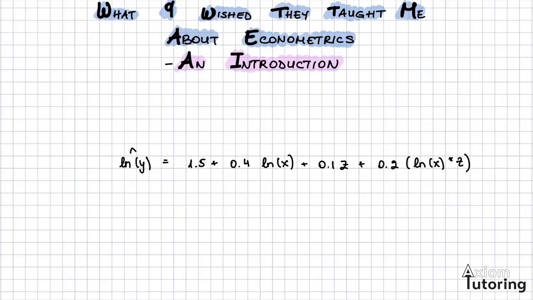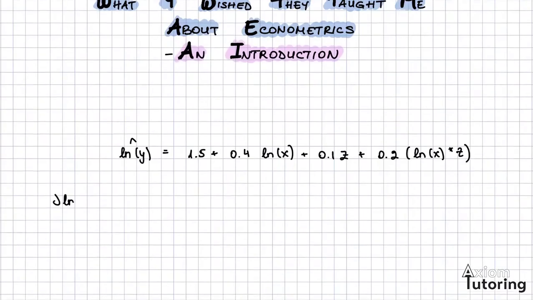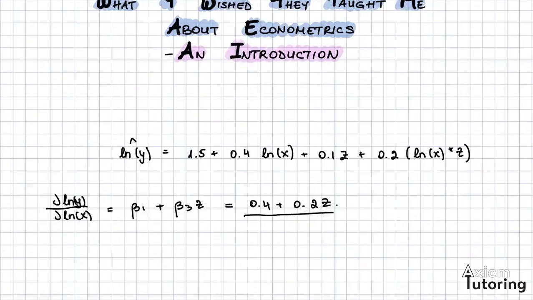When we take the derivative of ln y with respect to ln x, as a reminder from the previous video, it's equal to beta 1 plus beta 3 z. So in this case, it is simply 0.4 plus 0.2 z. This is the elasticity of income with respect to education. So it's not a single number, as we see all over again. It's an actual expression, and it depends on the z variable, which we've called experience.